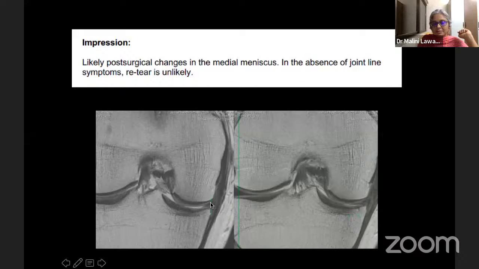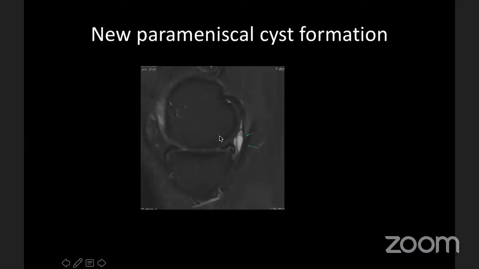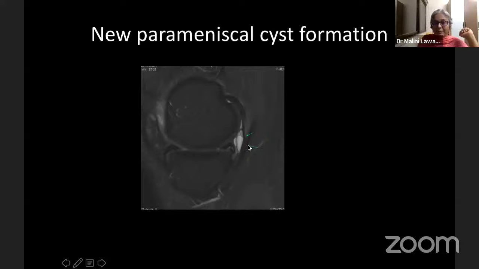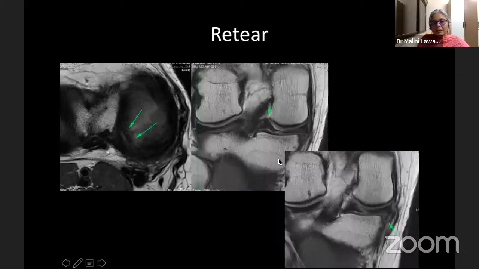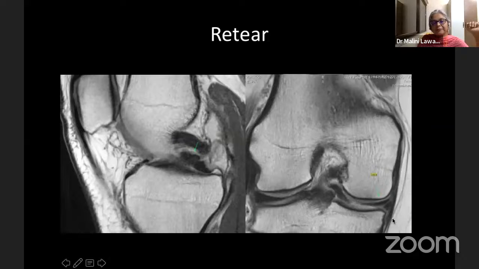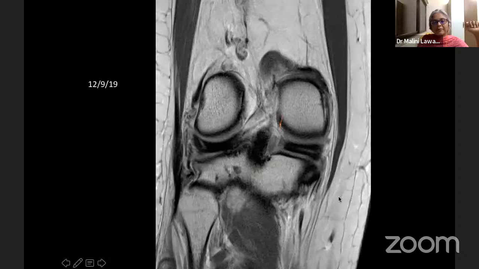Again, here, this is a post-operative appearance. We have found that there are no joint line symptoms, so it is less likely to be a re-tear. A new parameniscal cyst formation, again, is worrisome for a tear. Or if you have a new fragment. Now we can see this flap coming here, which was not there in the pre-op images. So that clearly tells you it's a re-tear. Again, this flap coming here tells you this is a re-tear.